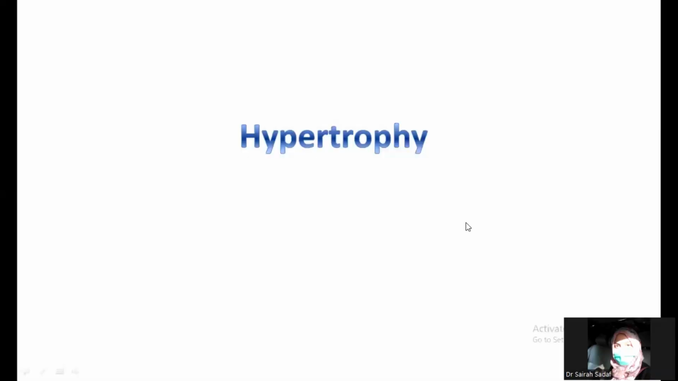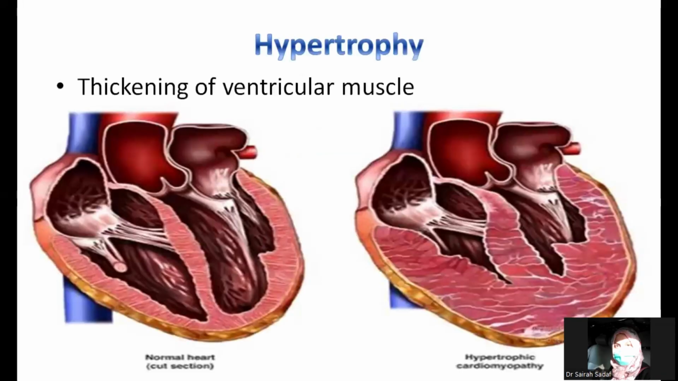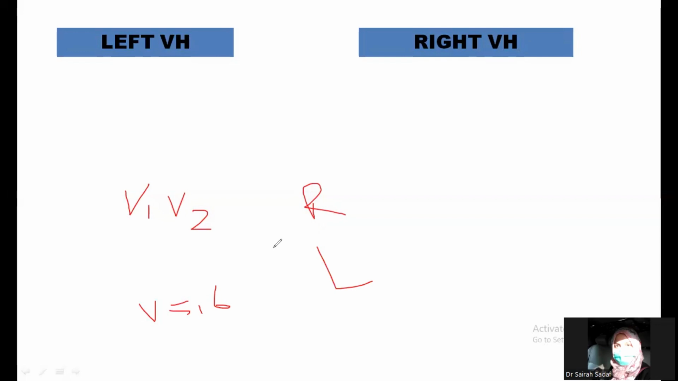Okay, now. So that was it about the axis deviation. So you all are champions in it now. Let's apply it with different conditions of the heart, like to identify ventricular hypertrophy, LBB, MI, and so on. Now coming to hypertrophy, thickening of the ventricular muscle, V1, V2 reflects the right side of the heart, and V5, V6 reflects the left side of the heart.